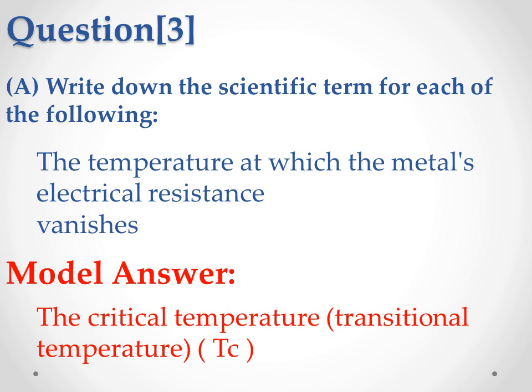Question 3. 8. Write down the scientific term for each of the following. The temperature at which the metal's electrical resistance vanishes. Model answer: The critical temperature, transitional temperature.